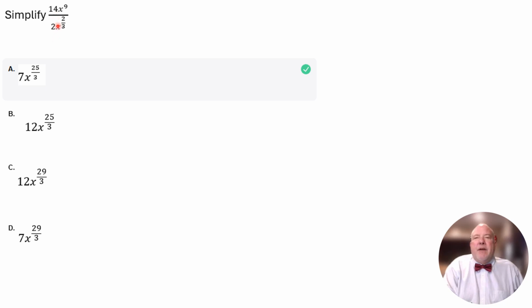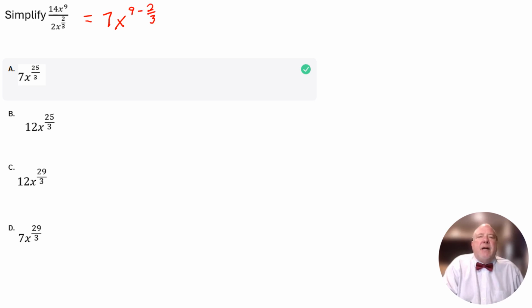Again, those don't have exponents, so I can just do 14 divided by 2, which is 7. So the 14 divided by 2 gives me 7. And then powers divided by powers, the way you simplify those is by subtracting the exponents. So we're going to do 9 minus 2/3. So we're going to have the x, and then the exponent is going to be 9 minus 2/3.